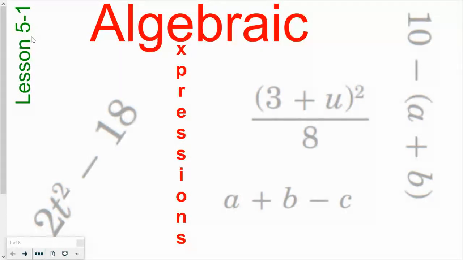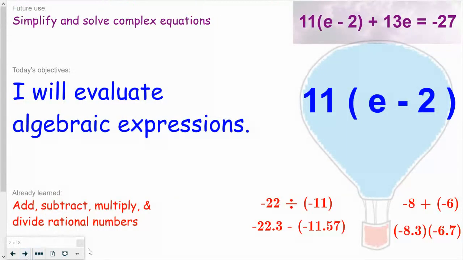This is lesson 5, so chapter 5, lesson 1 in your textbook if you need to refer for any other notes or practice problems. We are going to do some problems out of our book today, so get your volume 2 and open it up to chapter 5. Our objective today is that we will evaluate algebraic expressions.